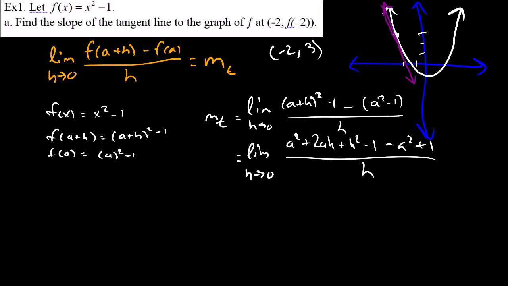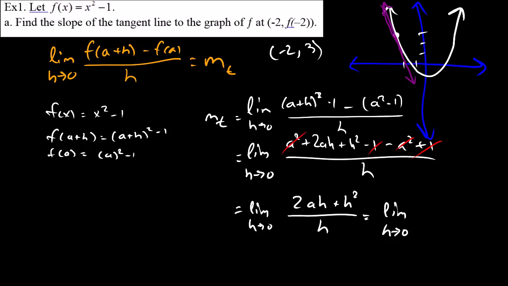And if we look, things start canceling. We have an a squared, a 1, a 1. So all we're left with is the limit as h approaches 0 of 2ah plus h squared over h. Well, there's an h in every term, so we're just going to factor out our h. We have 2a plus h, and what happens when we substitute 0 in for h? We're left with 2a.